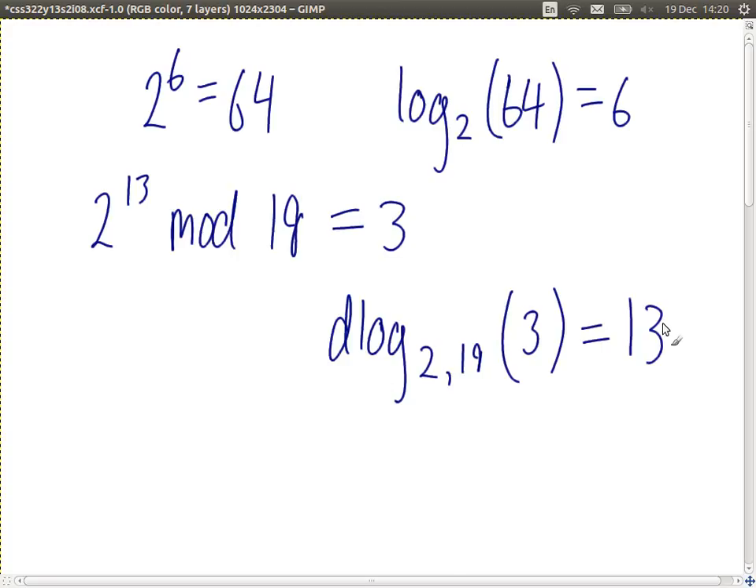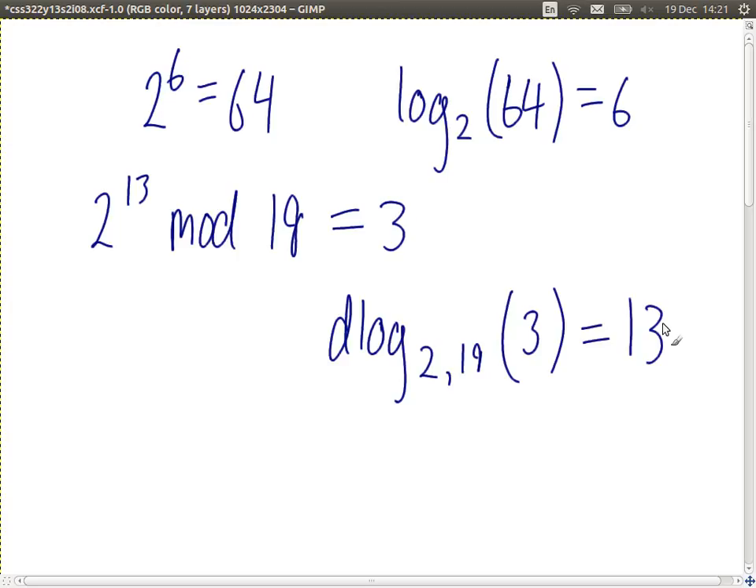So using the same concept as in normal arithmetic, the logarithm is the inverse operation to exponentiation. It's the same in modular arithmetic, but we call it a discrete log. The discrete log in base 2 with modulus 19 of 3 equals the exponent 13. That's the way to read that. In the same way that exponentiation is just multiplying multiple times, we can think of the discrete logarithm as using division. So it's related.